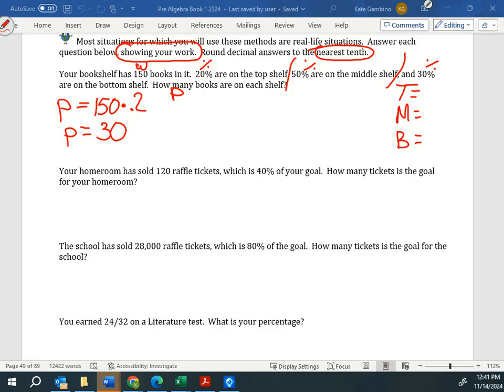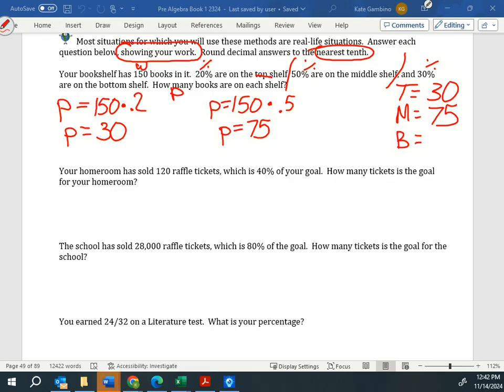So over here, I'm saying that's my top shelf. I'm going to put my answer in. Who can set up for the middle shelf? Eleanor? P equals 150 times 0.5. So that 50% is 0.5. What is 150 times 0.5, Robbie? 75. So now I can come over here and I can put the middle shelf in.